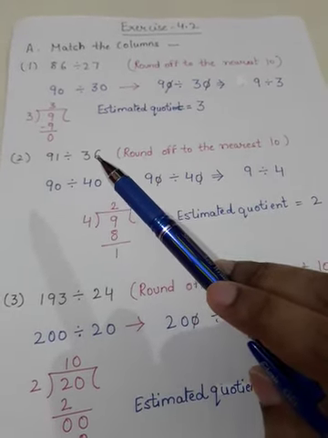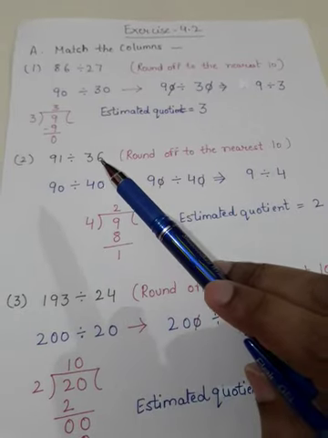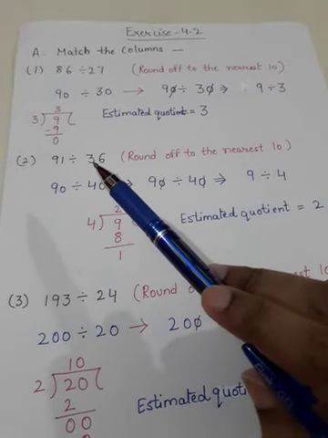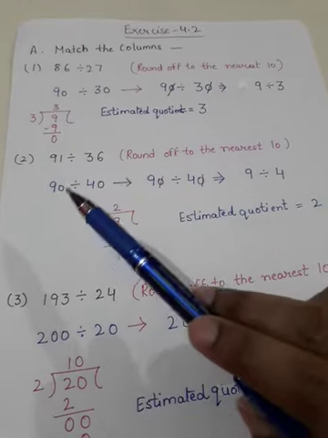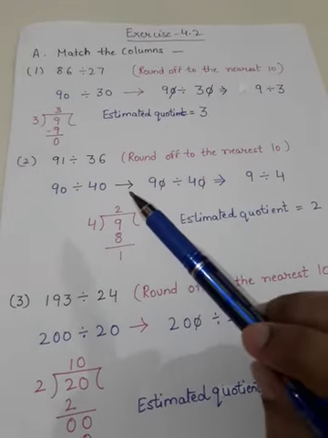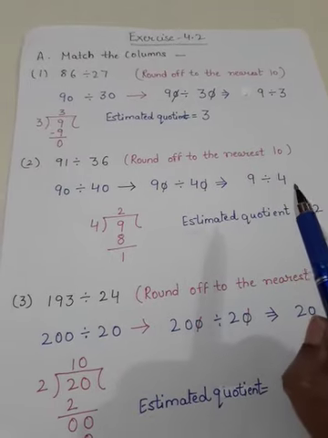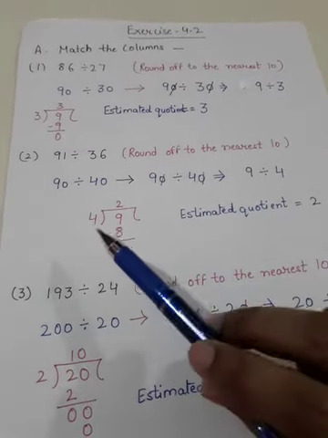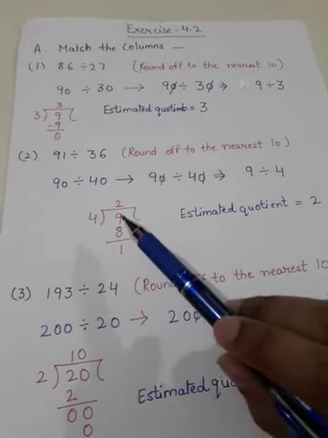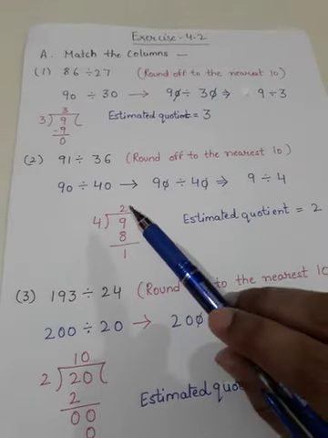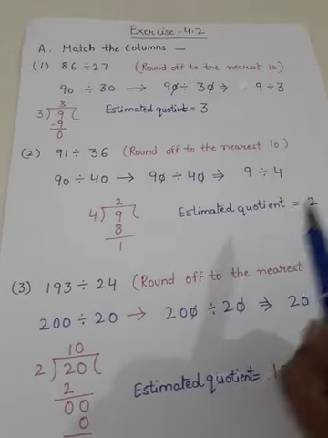6 is greater than 5, so what will we do? 6 becomes 0 and 3 increases by 1, so this is 4. So 90 divided by 40. Second step, cancel the zeros. So we cancel the 0 and 0. What is left? 9 divided by 4. Now divide here. 4 2s are 8. What is left here? 1. But the quotient, the estimated quotient, is 2.